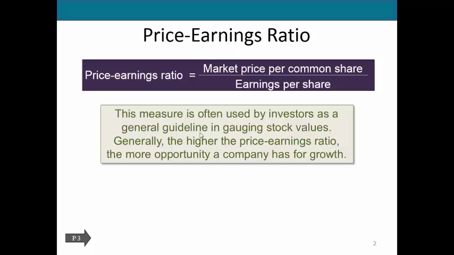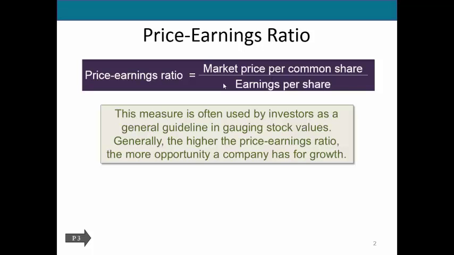So let's look here at the price to earnings ratio. We calculate this by taking the market price per common share and dividing that by the earnings per share. Market price per share is going to come from the stock market. This is not something that you're simply going to pull off of your financial statements. Earnings per share, you would have learned at the very end of Accounting 101, is looking at the earnings or the income that you're making on a per share basis.